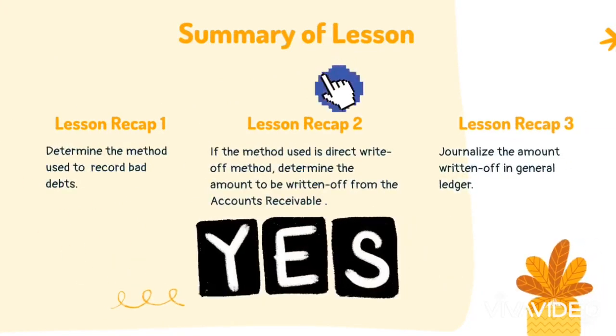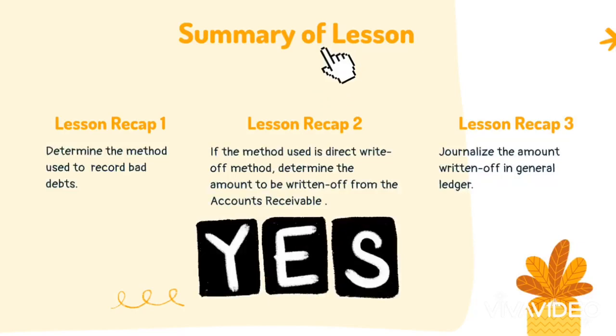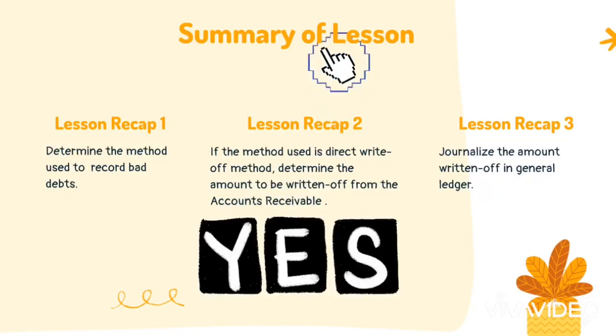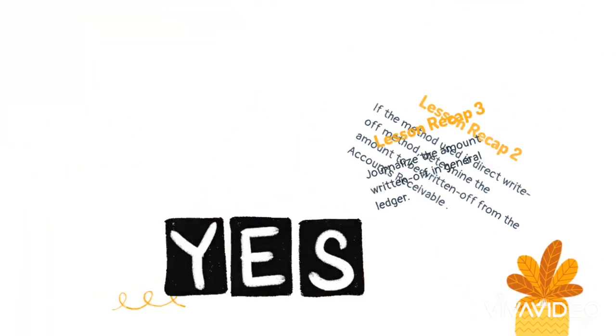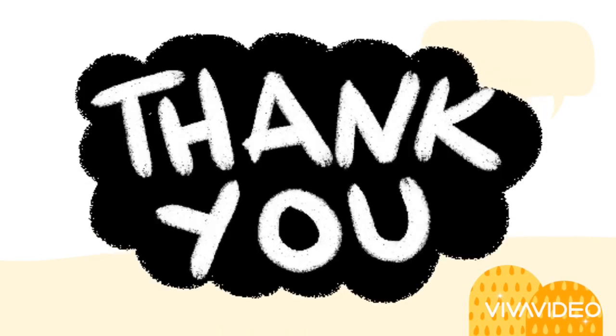So the summary for this topic is 1. You need to determine the method used to record bad debt expense. And if the method used is direct write-off method, you need to determine the amount to be written off from the accounts receivable. Next, we will journalize the amount written off in general journal.